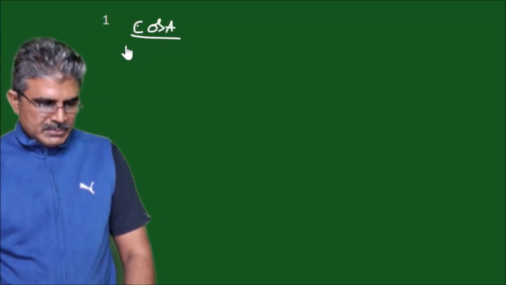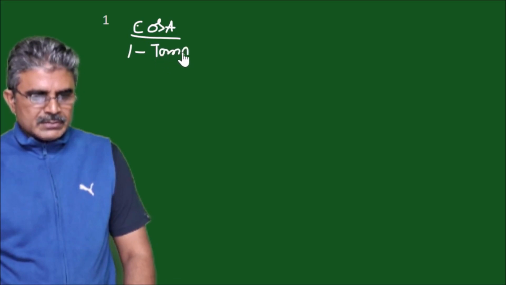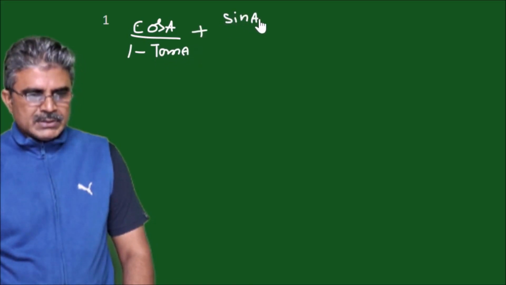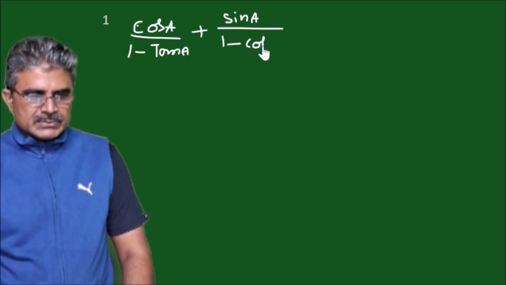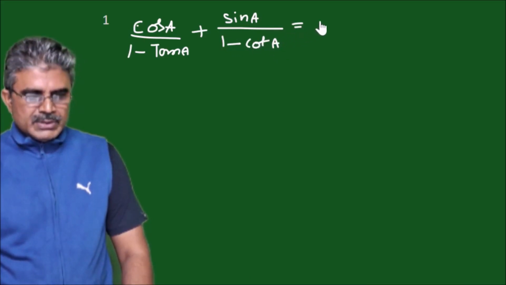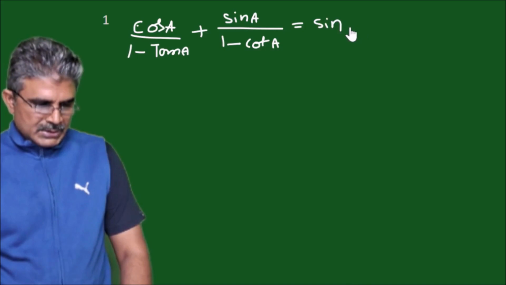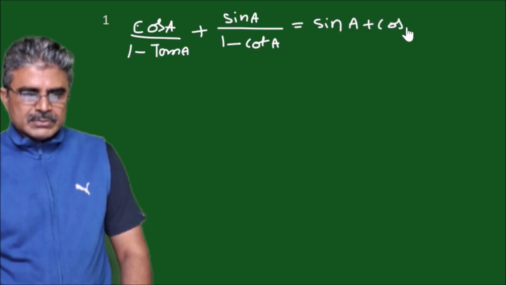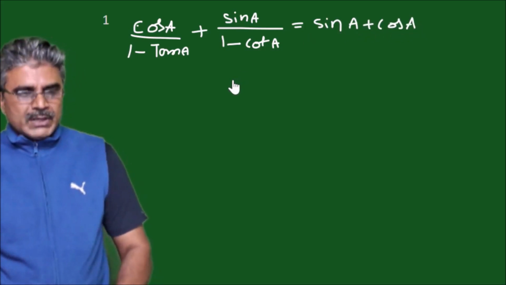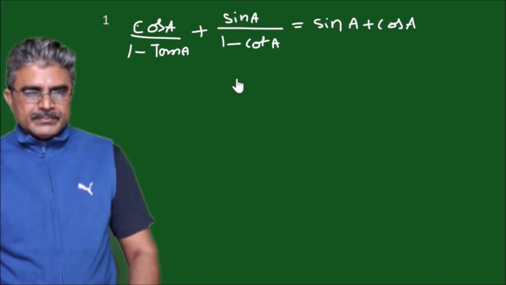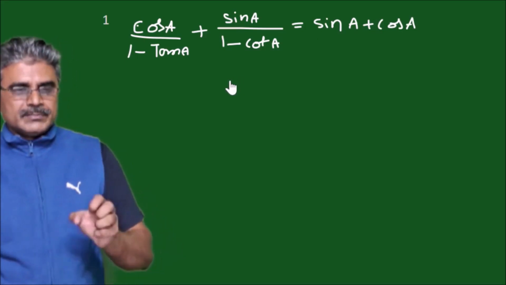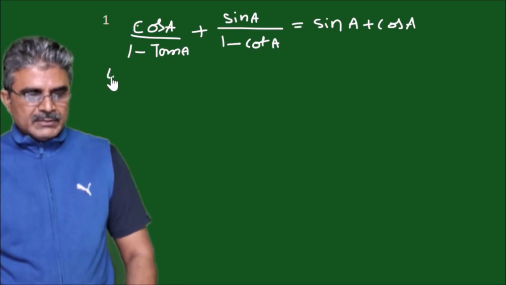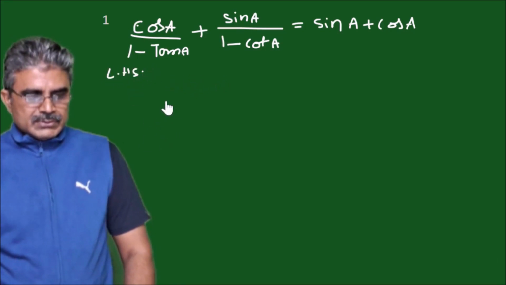Our next question is cos A divided by 1 minus tan A plus sin A divided by 1 minus cot A, which should be equated to sin A plus cos A. We have some tan terms on the left hand side and it is a complicated expression, so consider the left hand side expression. I want to write cos A divided by 1 minus tan A.